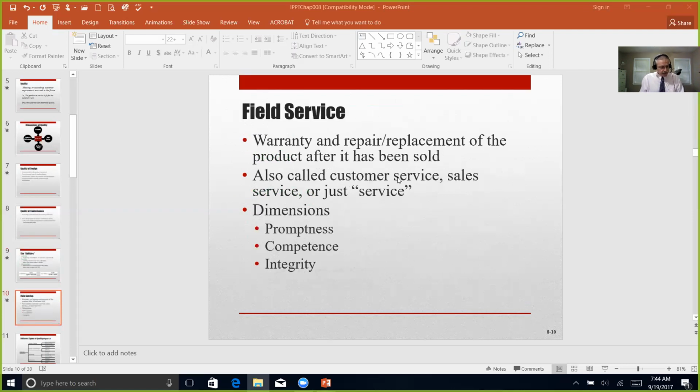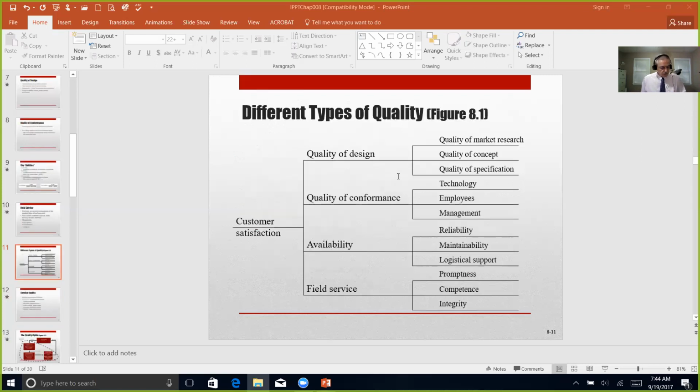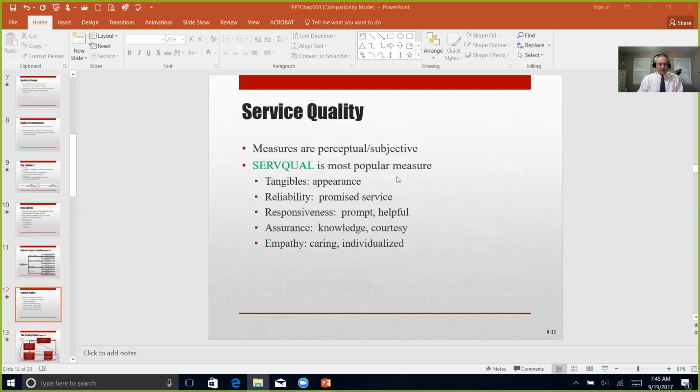And when we look at it, there are four different types of quality. Again, we have this figure over on page 166 that goes into these four different qualities of customer satisfaction. Those were quality of design, quality of conformance, the availability, and the field service associated with that. And when you think about the quality aspect, the service quality on page 168 also comes into play.